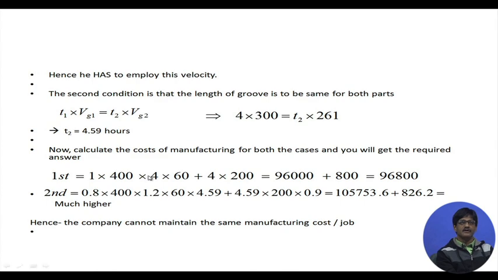costs of manufacturing. Let us have a quick look at how they are calculating it. First of all, this abrasive cost: 1 kg of abrasive costs 400 rupees, and therefore this is cost per minute. Abrasive cost is 1 kg per minute multiplied by 4 hours, because one part is taking 4 hours, multiplied by 60 minutes, plus 4 hours multiplied by machine overhead, is equal to 96000 plus 800.